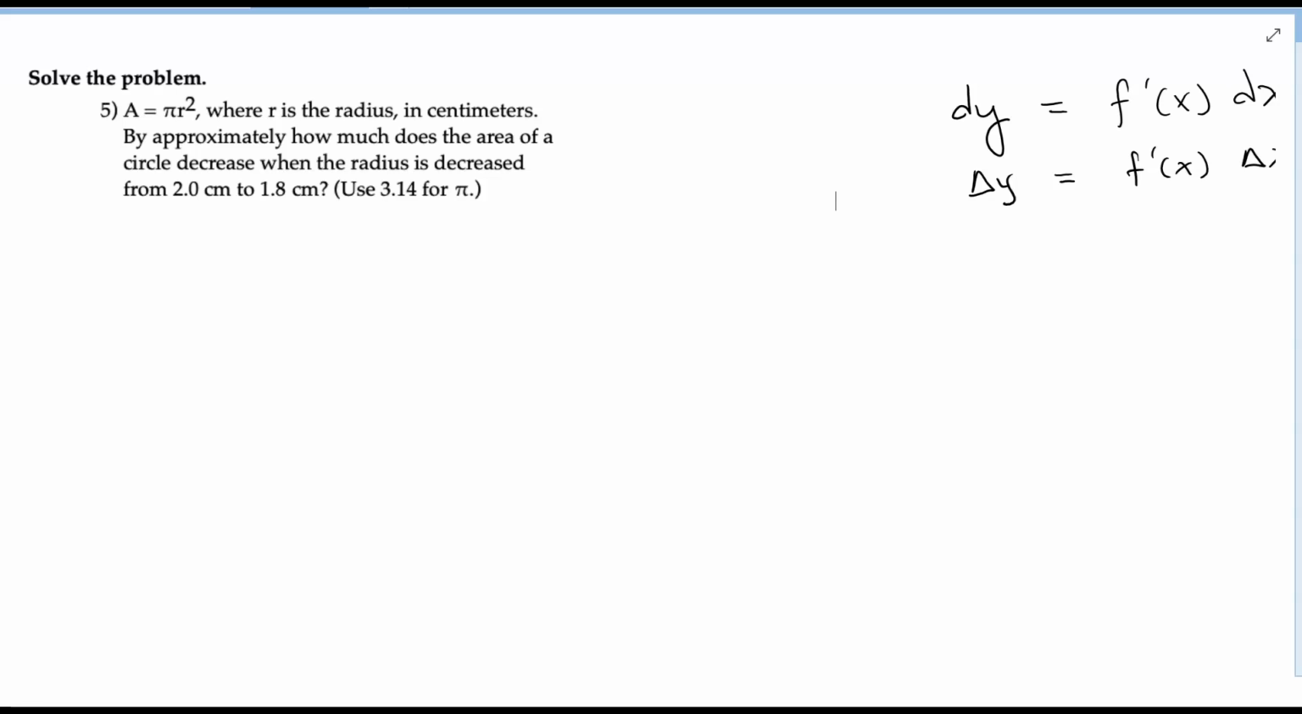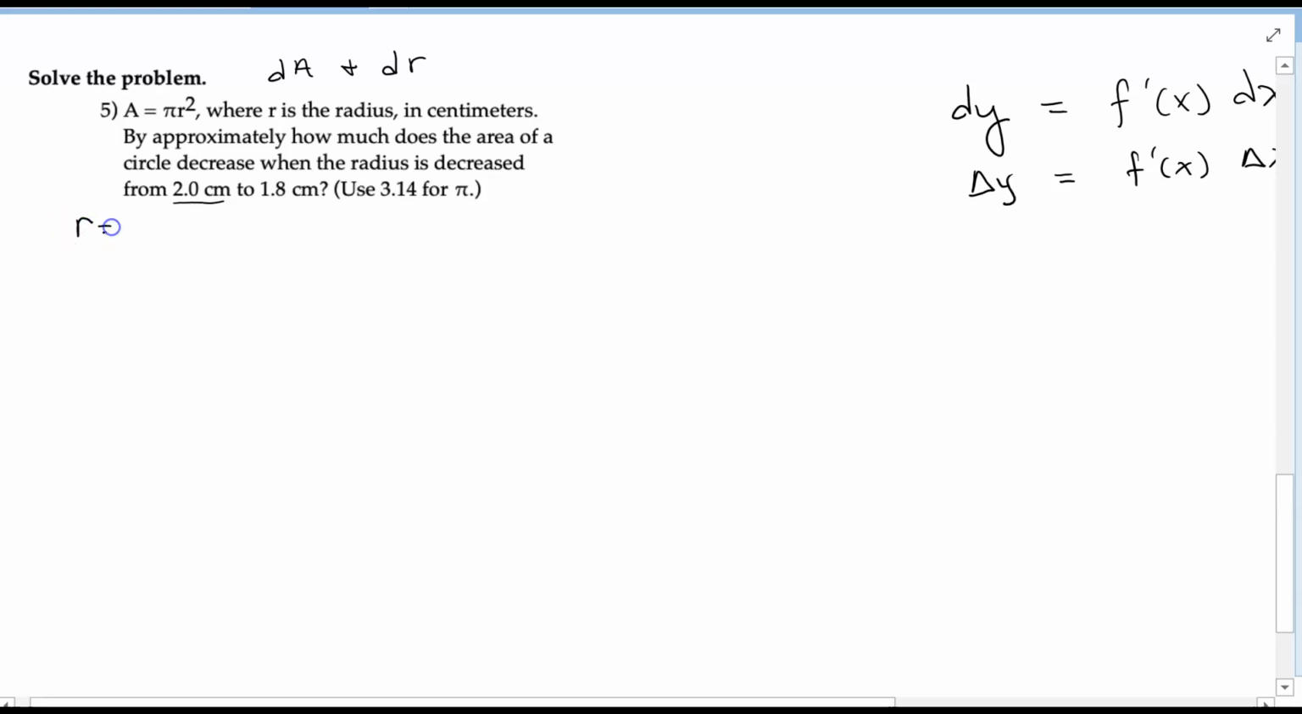So what we're doing is looking at two quantities, and I'm going to call them dA and dr. dA is the change in the area, and dr is the change in the radius. So what was the initial radius that they gave us? Well, it's right here, 2 centimeters. And we're going to jot all of this down, so let's go ahead and do that first.